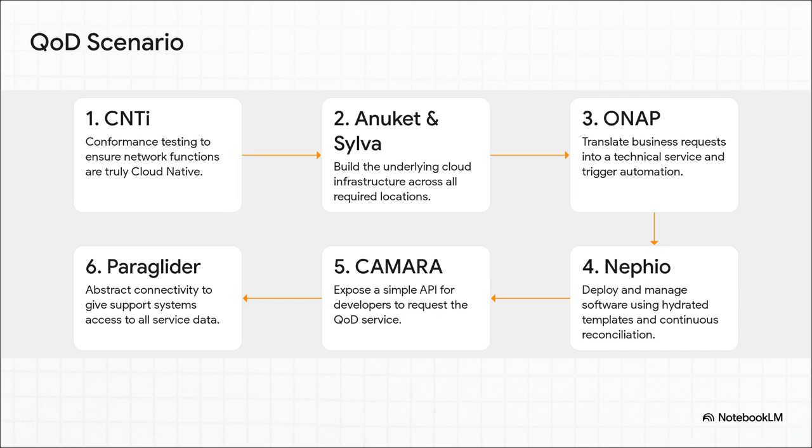And finally, step 6. Let's close the loop. What happens if there's a problem and the customer calls the support center? The support agent needs a complete picture of all the service components, which might be scattered across multiple private and public clouds. This is where Paraglider comes in. It provides that unified, abstracted view of connectivity, allowing the customer care systems and troubleshooting tools to see all the data they need, regardless of where the components are physically running. Every tool playing its specific, specialized part, working in concert to deliver one seamless end-to-end service.